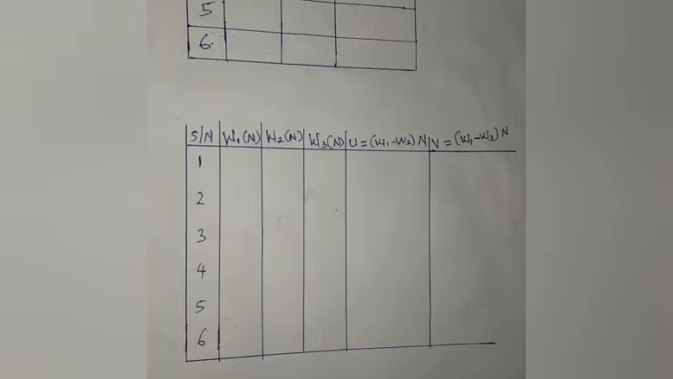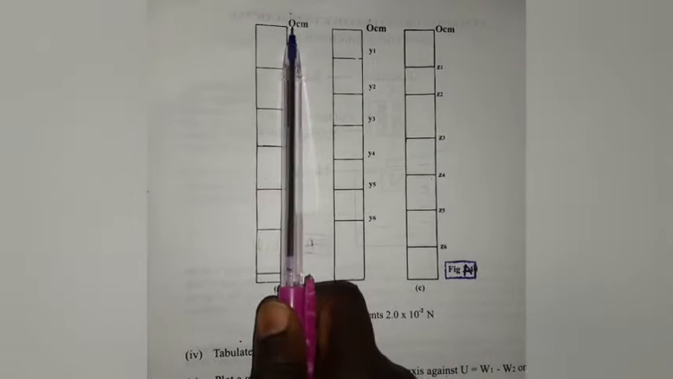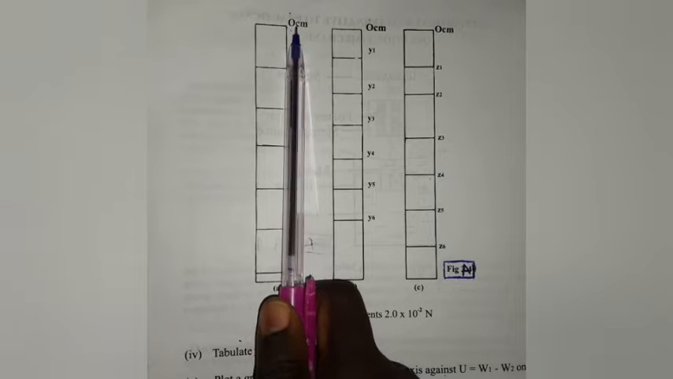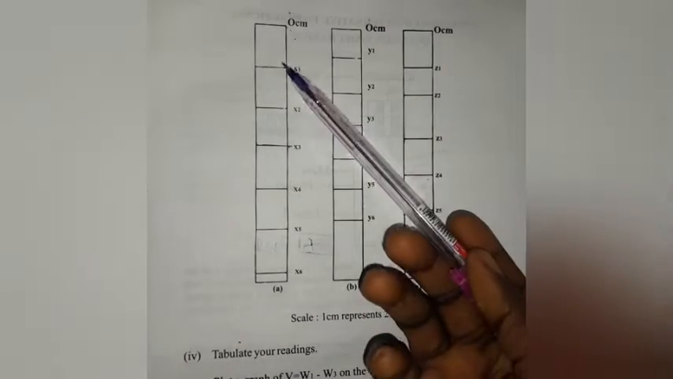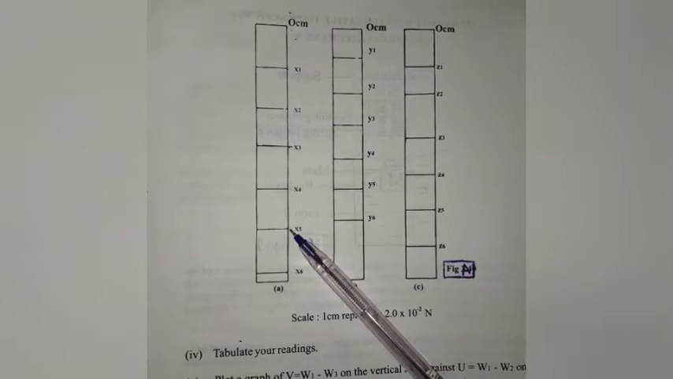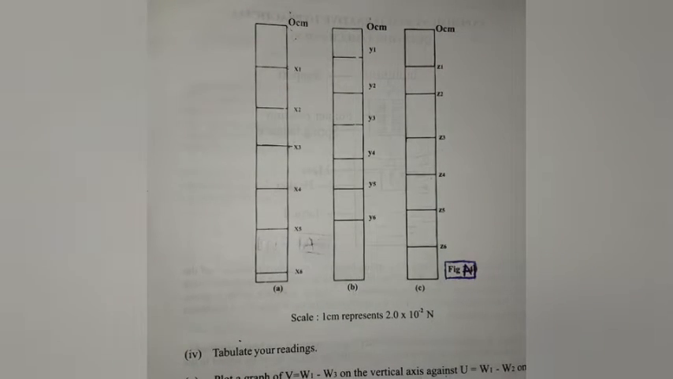Now let us get the measurements proper. So this represents the measurement of X, Y, and Z. Always take note of the zero mark. This is the zero mark, and these are the zero marks. So I'm going to take the position from this for X, and this for X1, X2, X3, X4, X5, X6, the same for Y, and the same for Z.